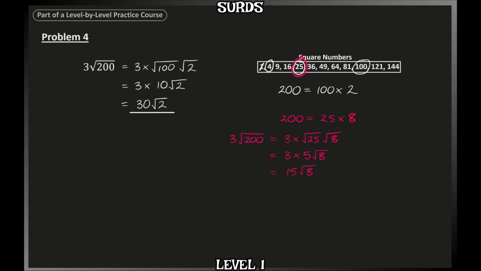Now the reason this looks different from the answer that we got earlier is because it's still not fully simplified. And the reason for that is that we can still split 8 into 4 times 2, where 4 is a square number. So this can now be written as 15 times the square root of 4 times the square root of 2. And because the square root of 4 is 2, this becomes 15 multiplied by 2 times the square root of 2. And because 15 times 2 is 30, 15 times 2 root 2 is 30 root 2. And this matches the answer that we got earlier on.